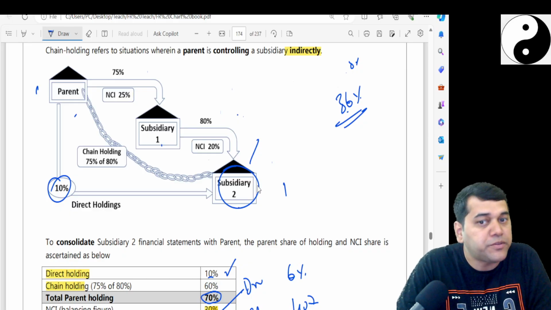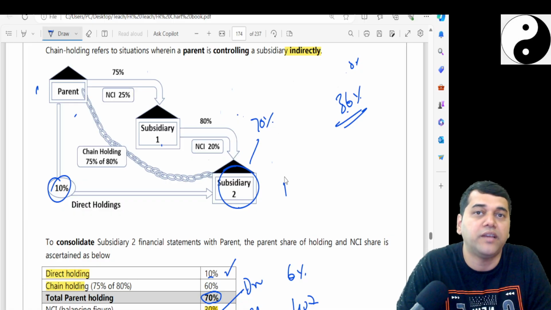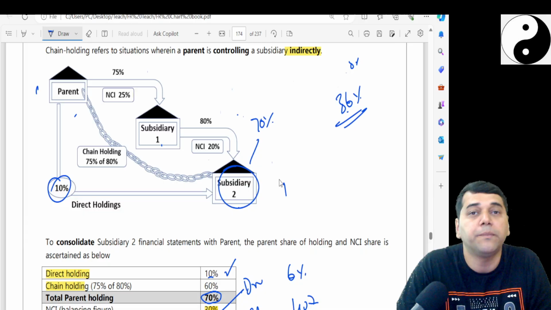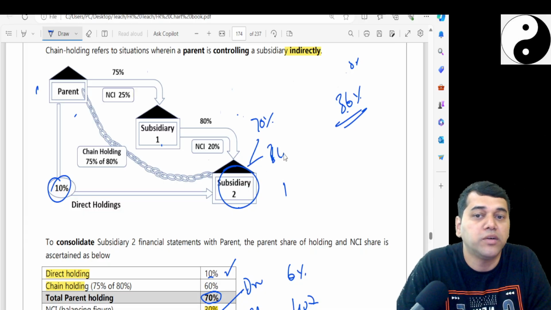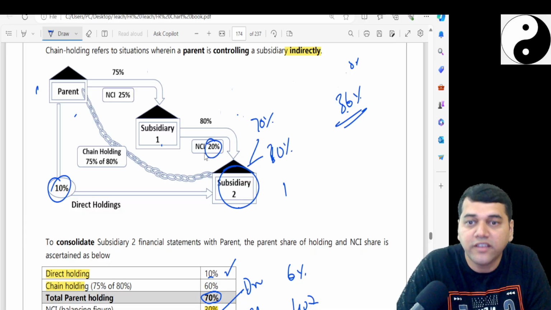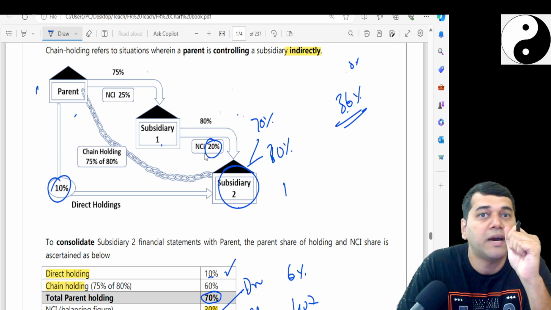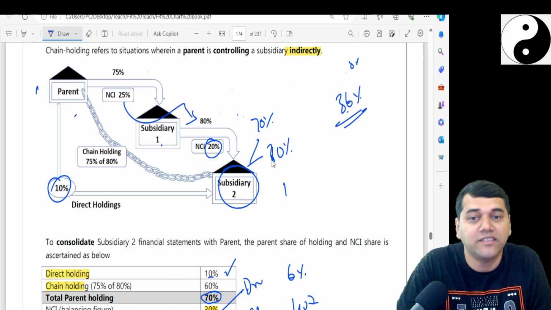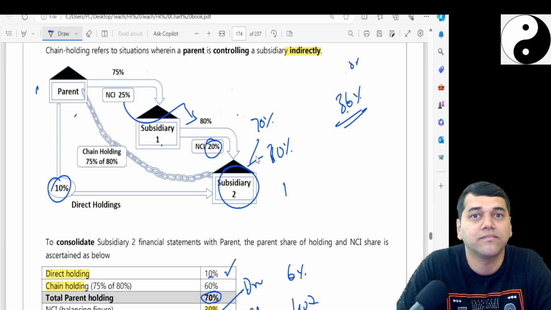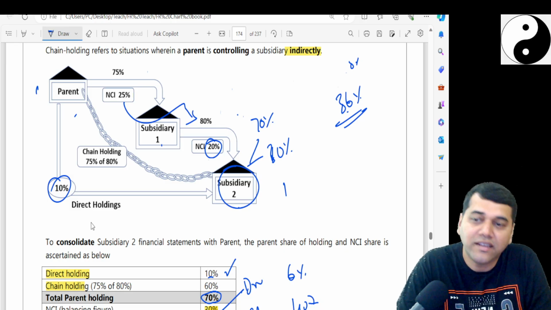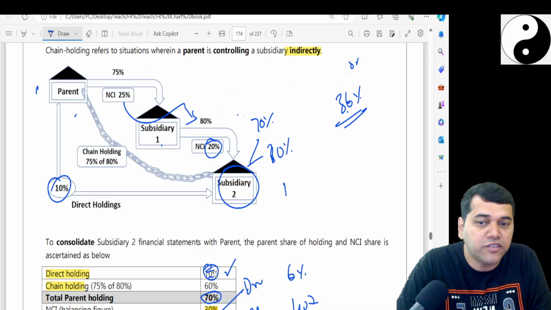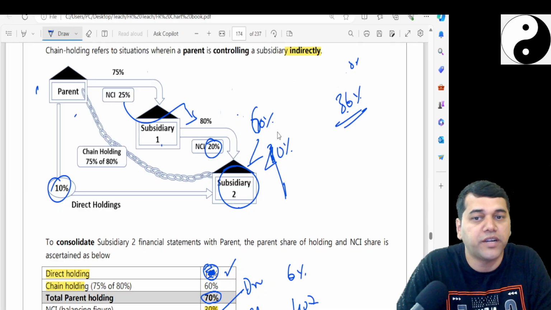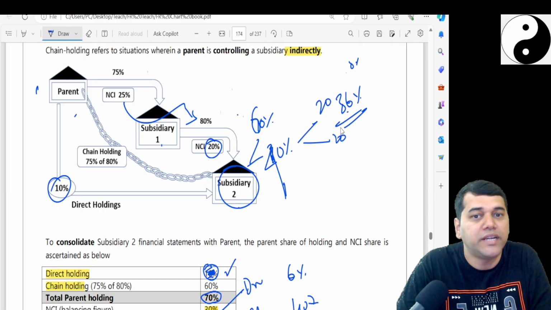So if in this subsidiary 70% is held by parent, who is holding the balance? NCI, how much? 30%. But you say, sir, NCI is only 20%, no? Who is this balance 10? It is 25% of 80, that balance 10. That is this direct investment. If this investment was not there, your parent's interest will be 60%. So NCI will become 40. What is the breakup of 40? 20 direct, 20 chain.